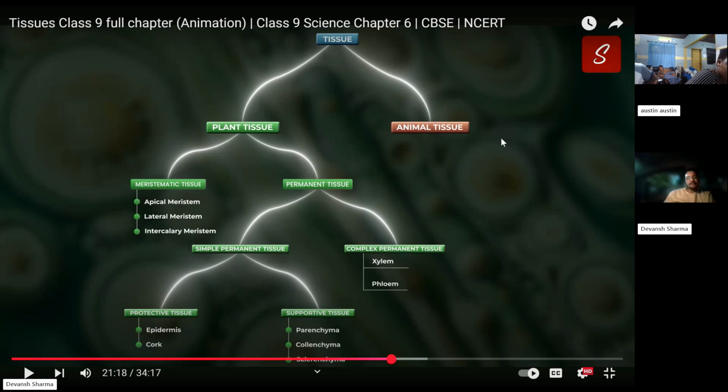In this flow chart, now leave space for the animal tissue. When we complete animal tissue, we will make a flow chart like this here.